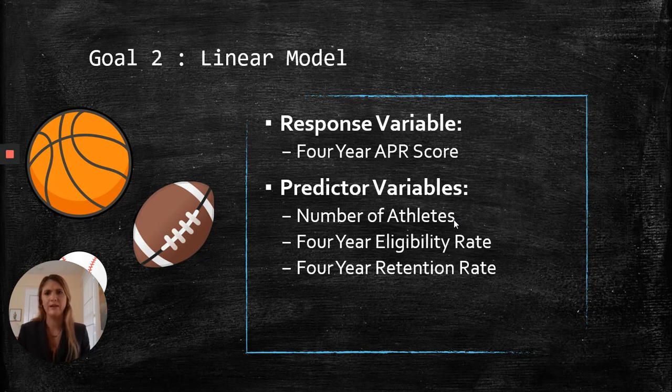And from analyzing this, I found that the eligibility rate was most closely related to the APR score. Eligibility rate works like this: if a student athlete has below a 2.3 GPA, they are ineligible to perform. So if you take however many players are eligible and divide it by the total number of players on the team, that's how you get your eligibility rate. And considering that eligibility rate directly has to do with how a player is performing in school, it would make sense that these two variables are highly correlated.